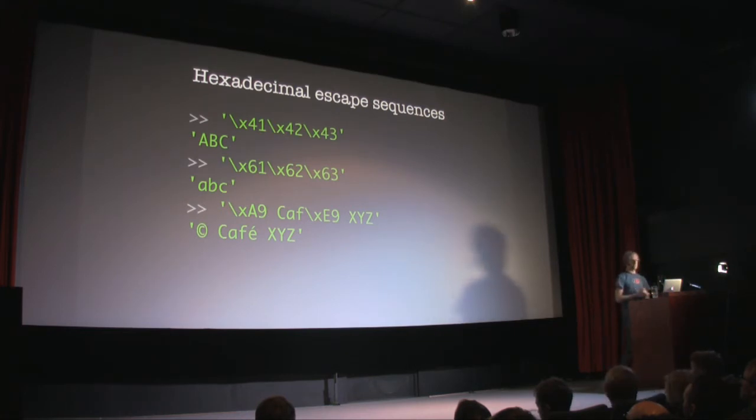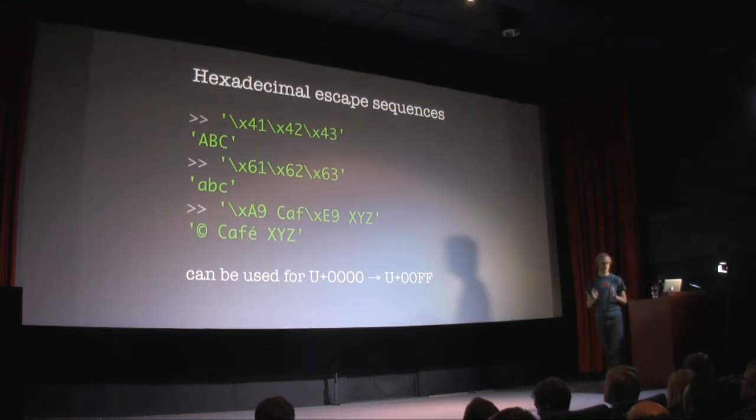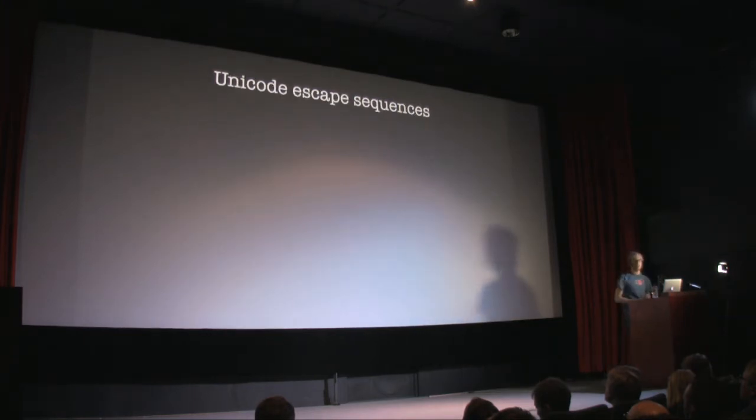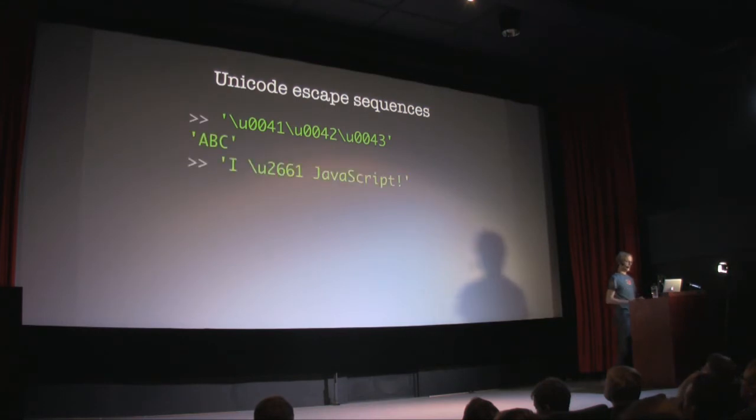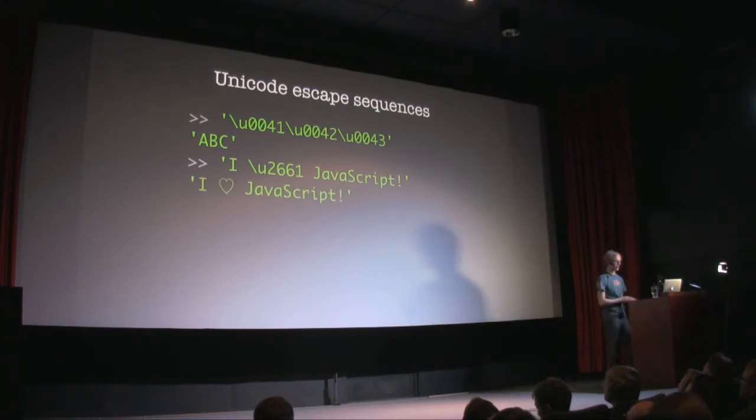So sure, these escape sequences are fairly useful, but this is still kind of limited. We can only use this for code points up to FF because we're limited to just 2 hexadecimal digits at a time. Now, luckily for us, there's another type of escape sequence called the Unicode escape sequence. And this starts with a backslash followed by u followed by 4 hexadecimal digits. That's a bit better. Now we can also escape the code point 2661, for example, which turns out to be the white heart symbol in Unicode.